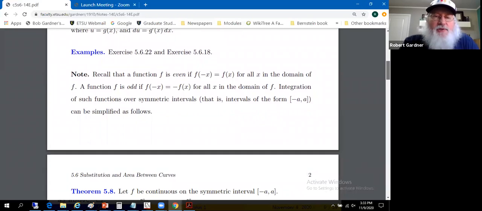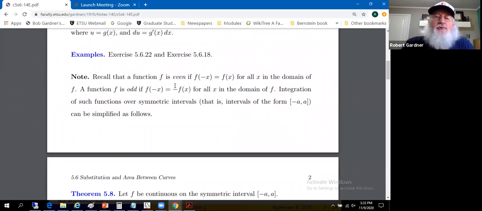A little application is now given to even and odd functions. We talked about even and odd functions probably in chapter 1, so let's recall what an even and an odd function was. A function f is even if f of negative x equals f of x. So whatever it does at x, it does the same thing at negative x. The graphs of even functions are symmetric with respect to the y-axis. I know you've encountered this idea before, and we're requiring this to hold for all x's in the domain of the function. A function is odd if f of negative x is negative f of x.